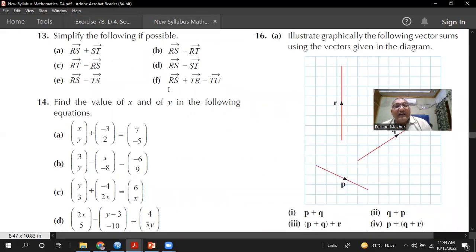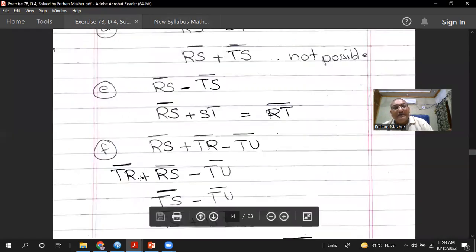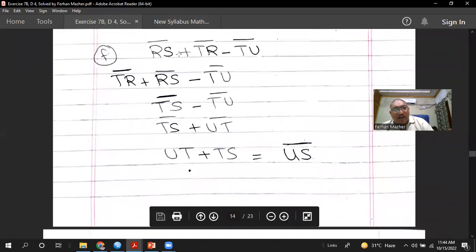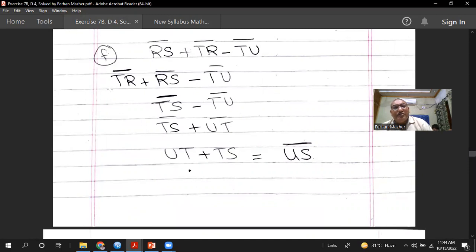Okay, F part. Here we have three terms, RS plus TR minus TU. R to S, from T to R, minus T to U. So TR, I will write this first, plus RS minus TU. This will become TS minus TU. So change the sign. So TS plus UT, write it first, UT plus TS. It ends at the T and this starts from the T, so it will be US.